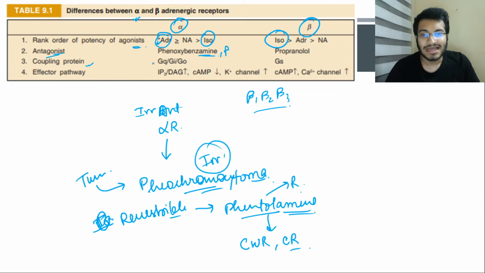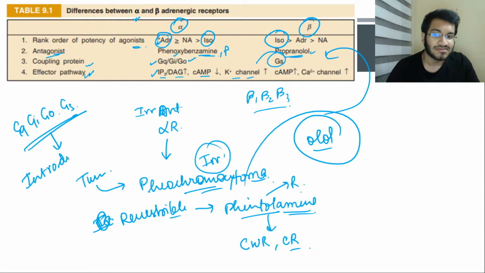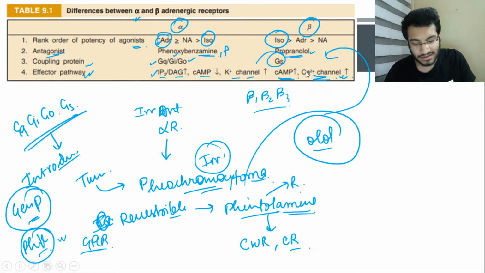Then the coupling protein जिस पर ये जाके act करते हैं is GQ-GI-GO. Effector pathway is by activating the IP3 DAG, by inhibiting the cAMP and by activating the K plus channels. Then beta blocker propranolol, this is the prototype, आपको सबको पता है जिस ड्रग के पीछे ओलॉल रख जाए that is a beta blocker, right? Coupling protein is GS, and if you are not understanding this GQ, GI, GO, GS, so आपको देखना पड़ेगा इंट्रोडक्शन वाला सेशन, मतलब आपको देखना पड़ेगा जनरल फार्माकोलॉजी का फार्माकोकाइनेटिक्स वाला सेशन, राइट, उसी के अंदर ये है. तो अगर समझ में नहीं आ रहा तो वो देख लो, G protein coupled receptor देख लो एंड फिर आ जाओ, right. And it will be increasing the cAMP and it will be increasing the calcium channel, right.